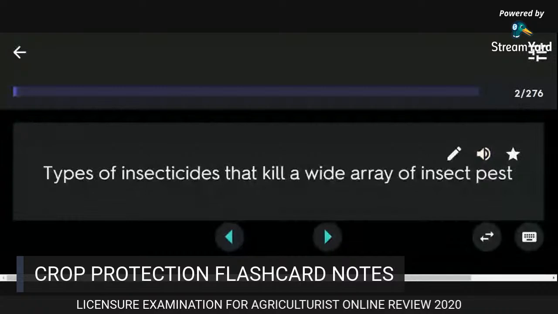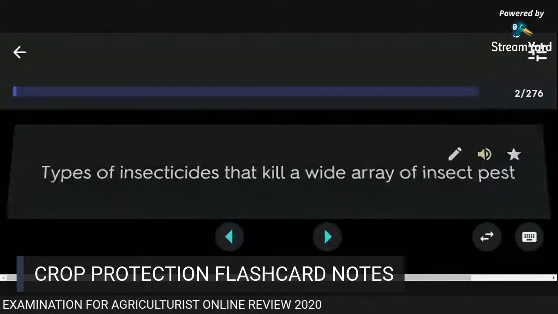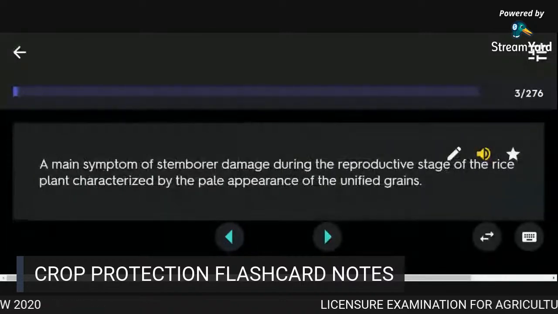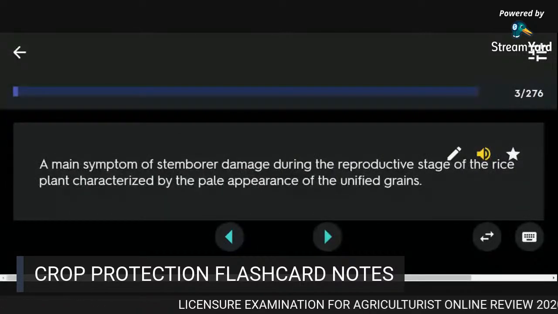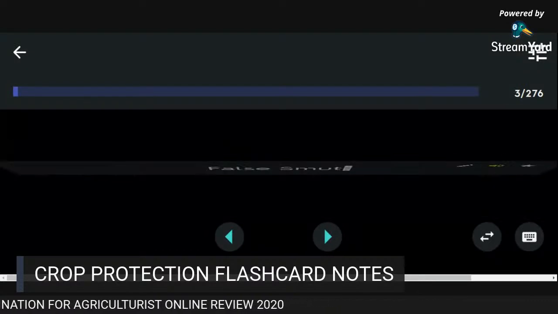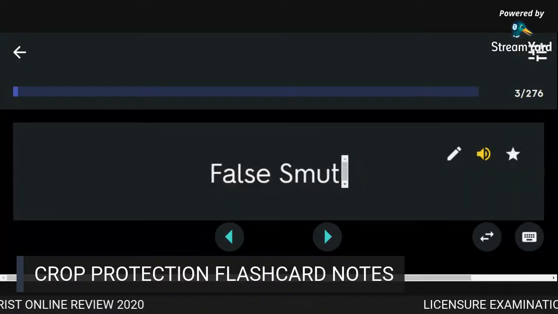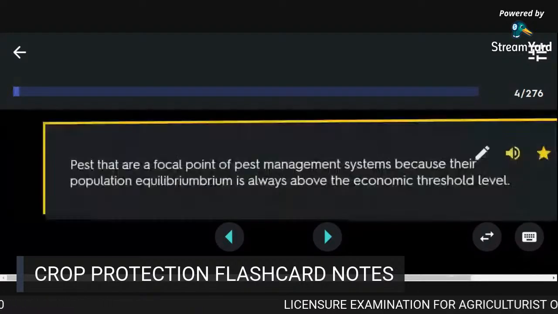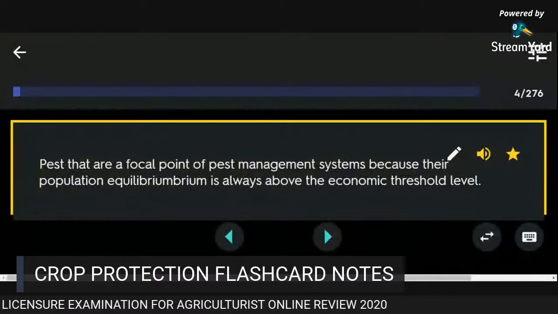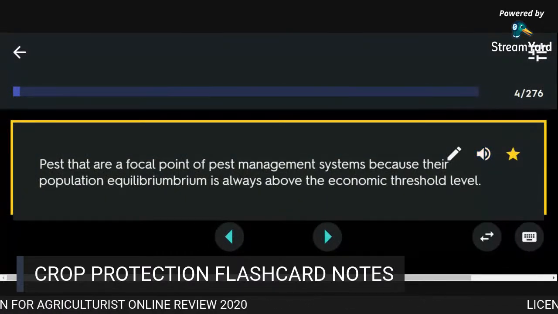Types of insecticides that kill a wide array of insect pests. Broad spectrum. A main symptom of stem borer damage during the reproductive stage of the rice plant characterized by the pale appearance of the unfilled grains. Whitehead. Pests that are a focal point of pest management systems because their population equilibrium is always above the economic threshold level. Key pest.